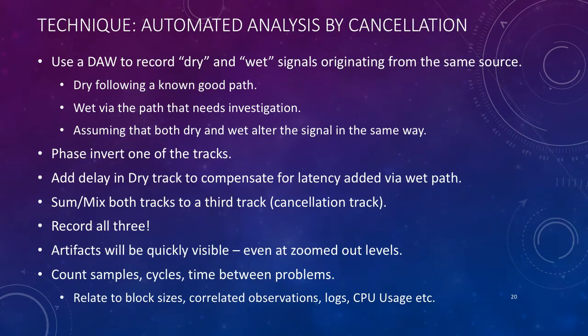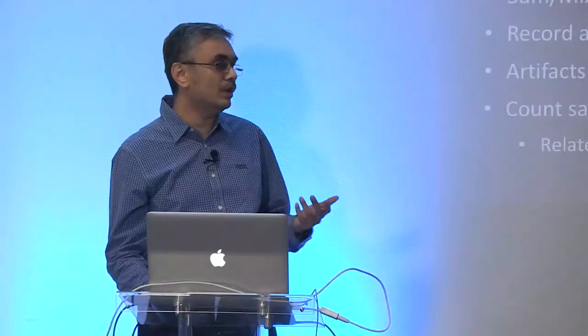One technique that's used is audio cancellation. The idea is you use a DAW to record a dry and a wet set of signals which originate from the same source. The dry would be following a known good path. The wet would go via a path that needs investigation. And of course, we are assuming that both the paths either alter the signal in the same way or they don't alter the signal at all.